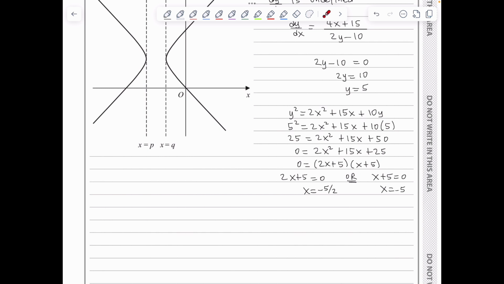Well, I can see that p is further away from the origin, so it must be the case that p is equal to negative 5 and q is equal to minus 5 over 2.